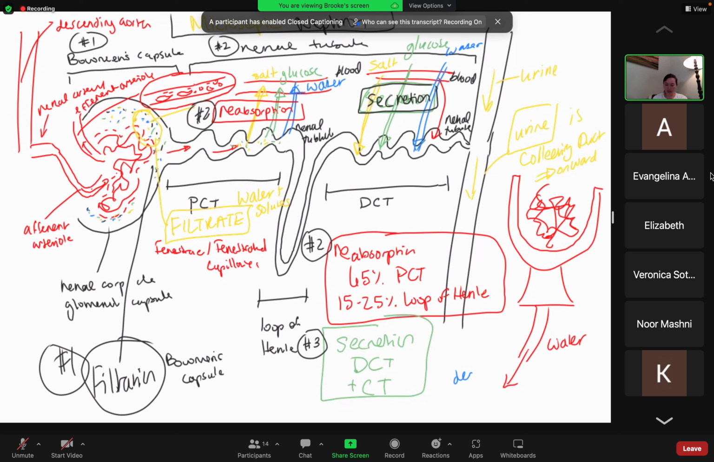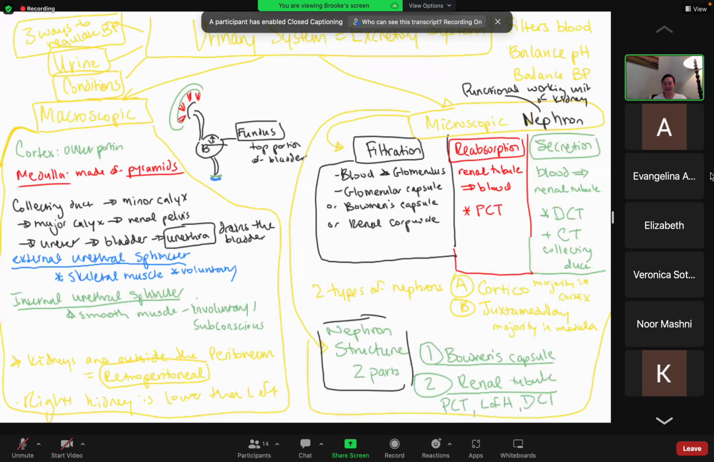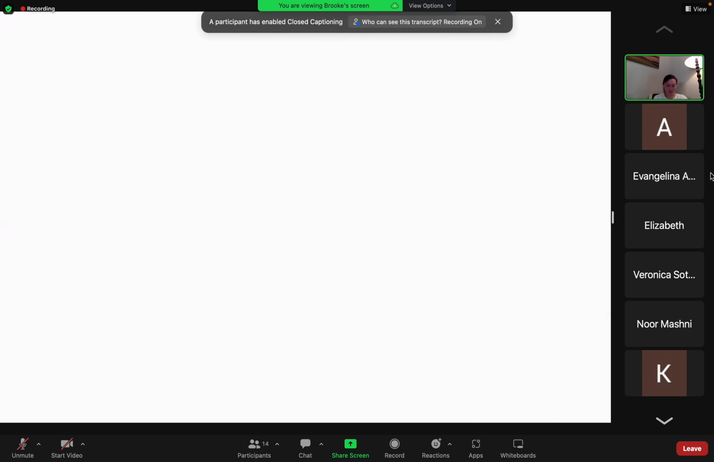Okay, so those are the 3 steps of the microscopic nephron: filtration, reabsorption, and secretion. Now we're going to talk about conditions and urine. So what's in urine and conditions of the kidney. So let's do urine first. What are our components of urine?